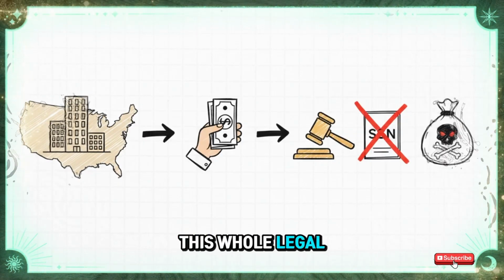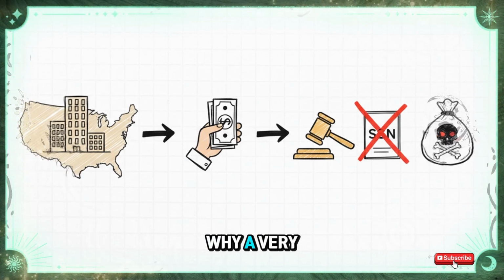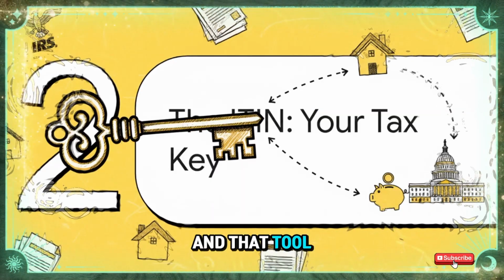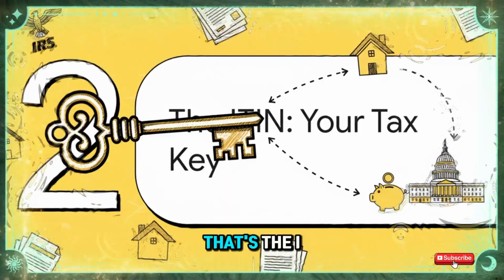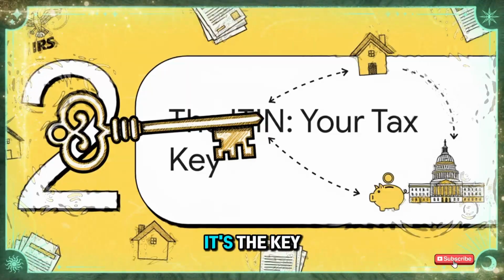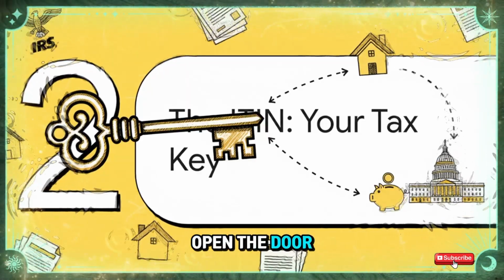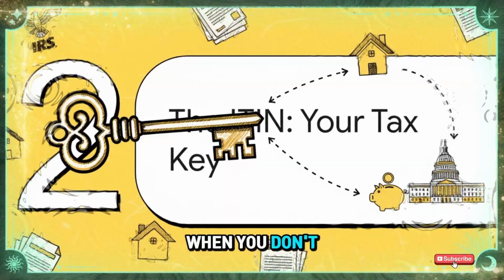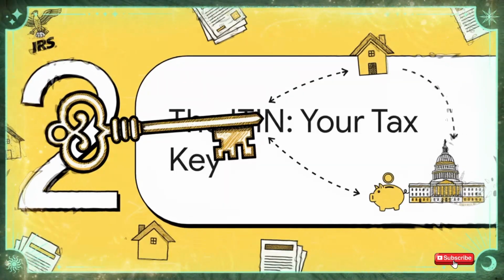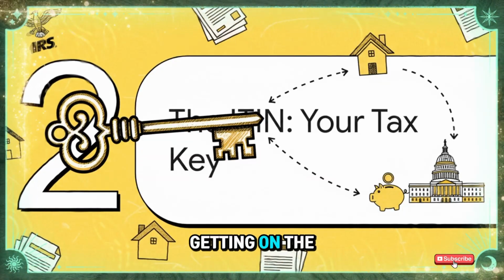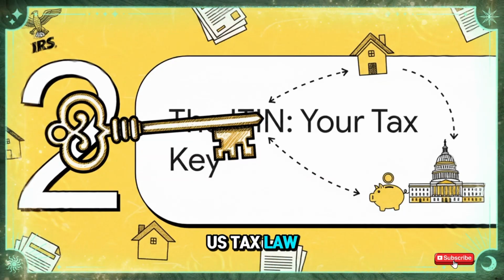This whole legal setup is exactly why a very specific tool was invented. And that tool, that key I just mentioned, that's the ITIN. Seriously, think of it just like that. It's the key that lets you open the door to filing your taxes correctly with the IRS when you don't have a social security number. It's step one, the absolute essential first step to getting on the right side of US tax law.